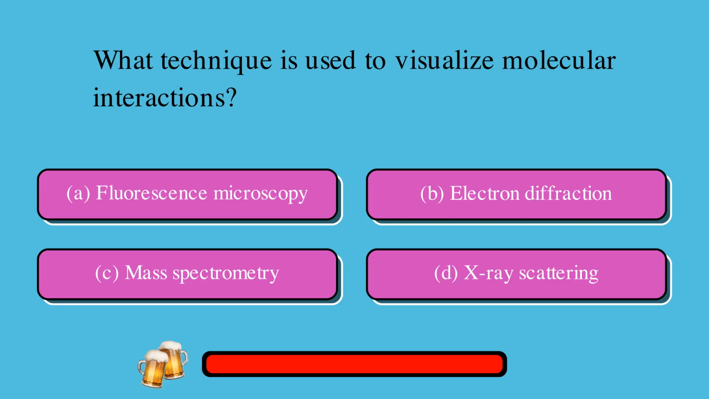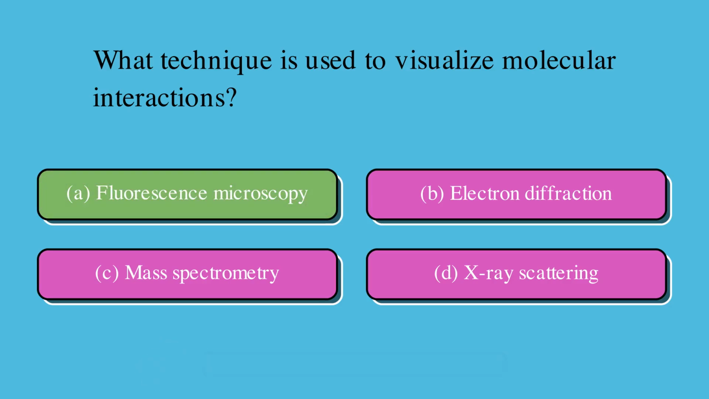What technique is used to visualize molecular interactions? A. Fluorescence microscopy, or B. Electron diffraction, or C. Mass spectrometry, or D. X-ray scattering. The correct answer is A. Fluorescence microscopy.